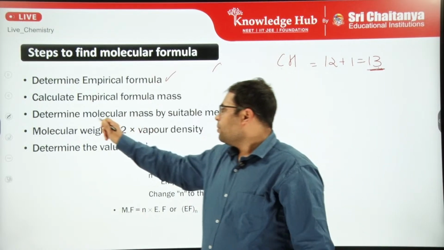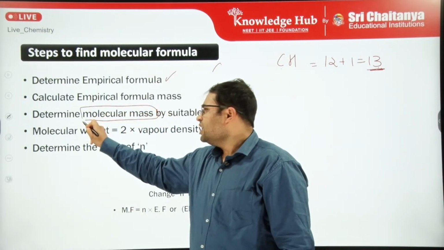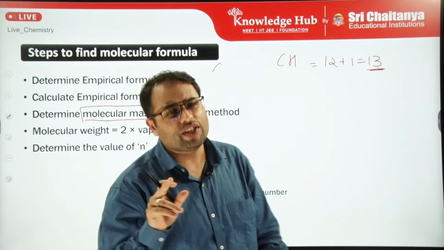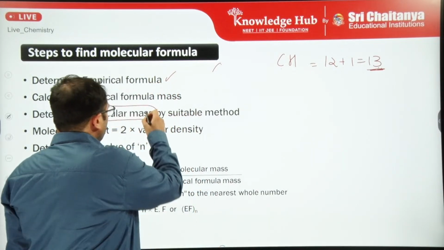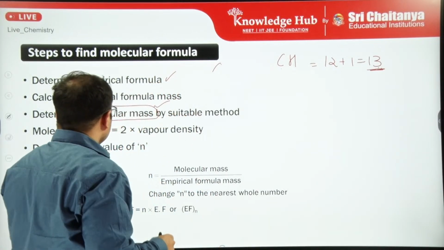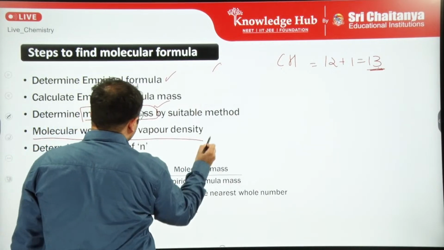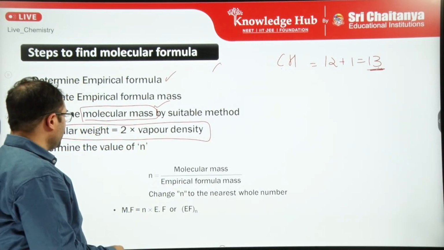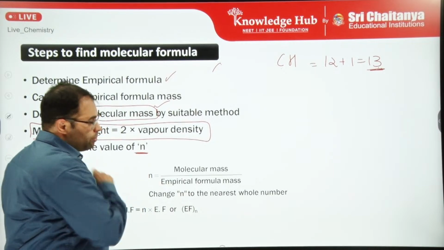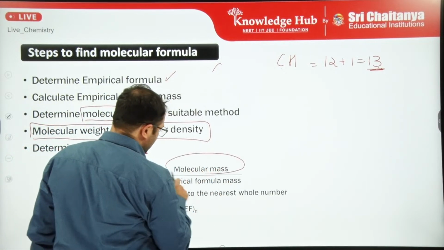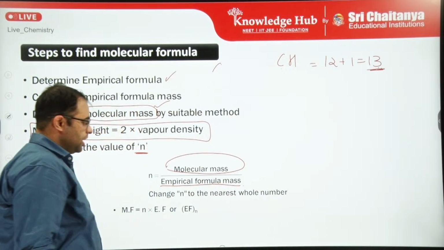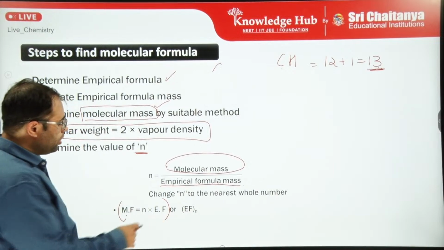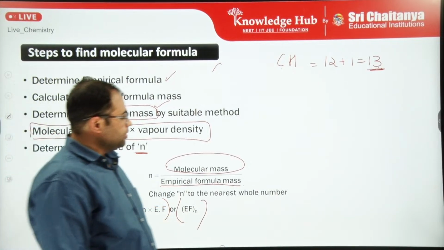Determine the molecular formula mass. This molecular mass either will be given to you or some values will be given through which you can find it. So molecular mass is needed. I have already discussed vapor density. Sometimes they will also give you vapor density. You have to multiply it by 2 to get your molecular weight. Next, remember this value of N, which is molecular mass divided by empirical formula mass. Once you have N, the molecular formula is N times the empirical formula, right?